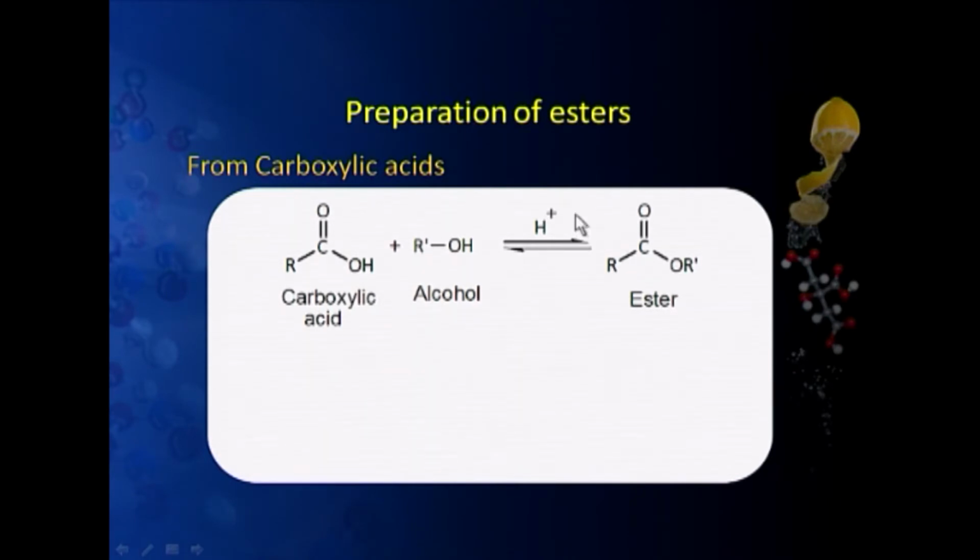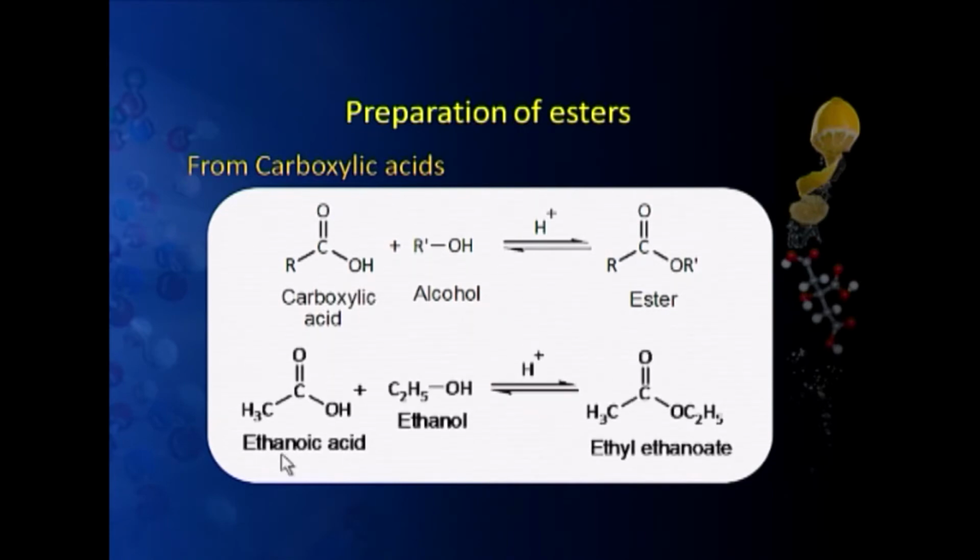Now carboxylic acids and alcohol react and lose a water molecule, and we get an ester. The reaction is carried out in the presence of some acid. Generally a few drops of sulfuric acid are used as catalyst in this reaction. For example, ethanoic acid, when it reacts with ethanol, loses a water molecule and we get ethyl ethanoate.